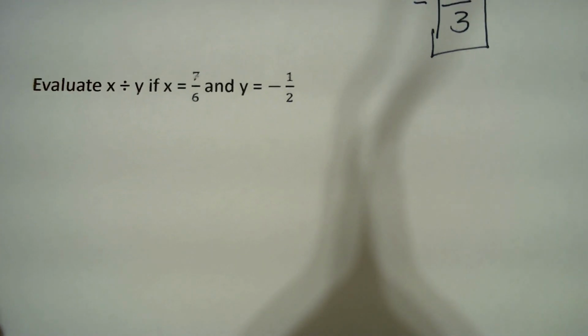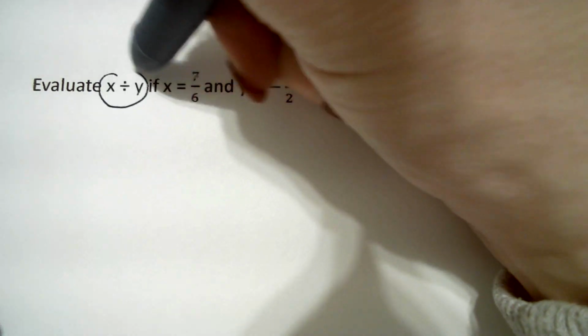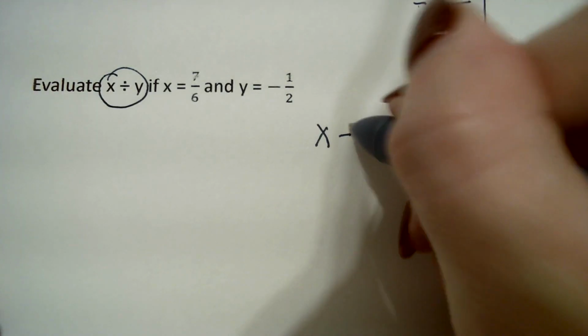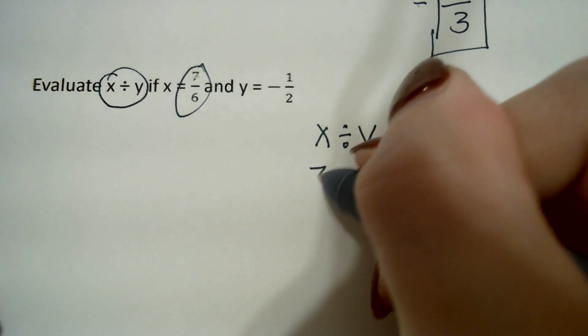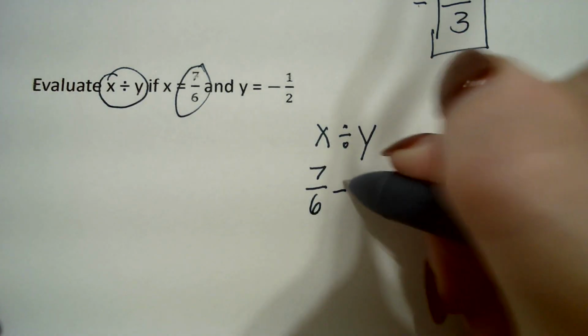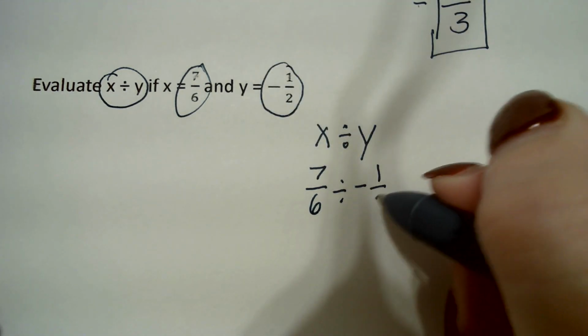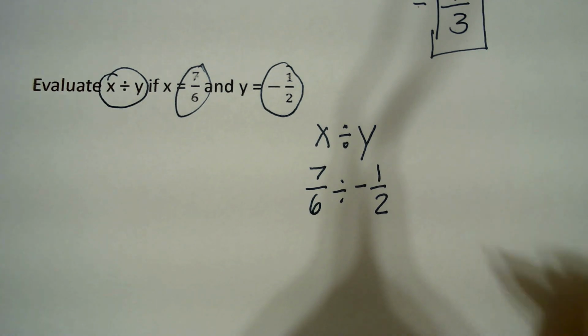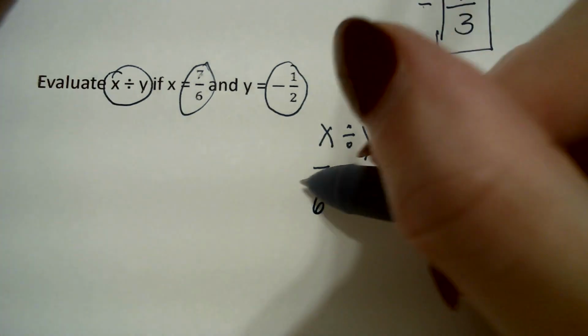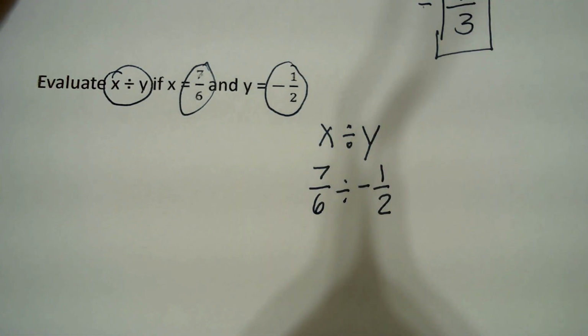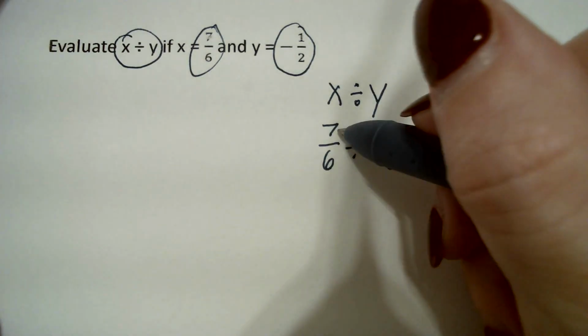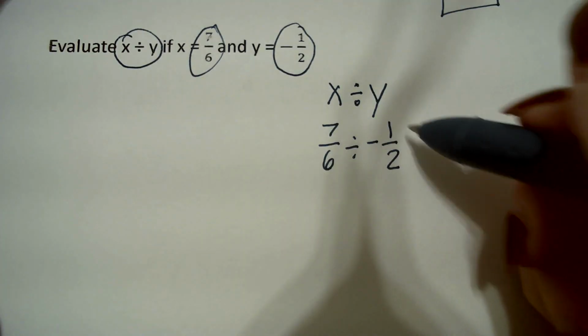All right, so we evaluated xy and it equals 1/3. Now let's evaluate a division problem. They're asking us to evaluate x divided by y this time. x is 7/6 and y is -1/2. All right, I see a negative. I got to remember that. Answer needs to be negative because there's no other negative to cancel it out. So I have 7/6 divided by -1/2.